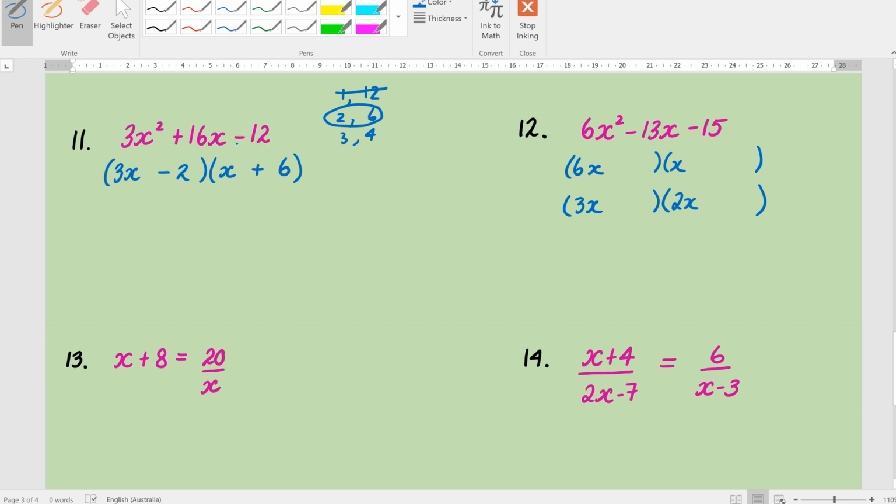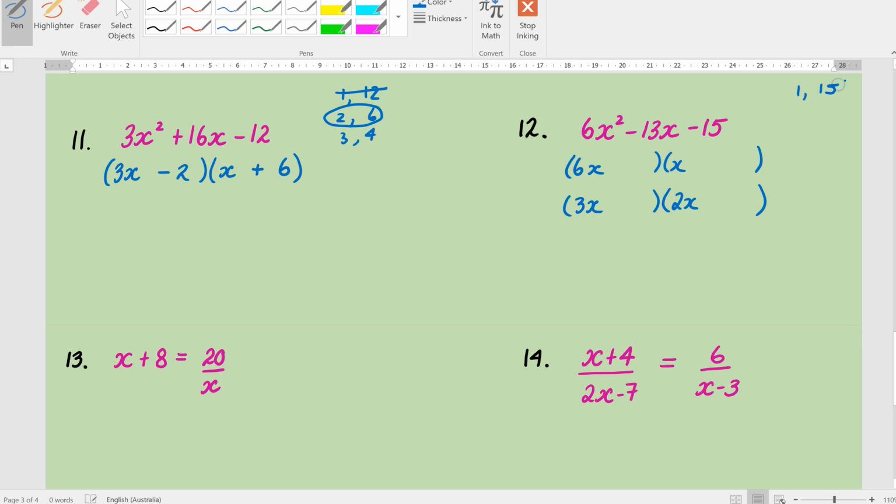So it's sort of like a trial and error. I mean, you can set up little cross product things if you want, but really, if your expanding skills are up to scratch, you should be able to do this reasonably quickly. All right, this one, as I said, we don't want to take too long.